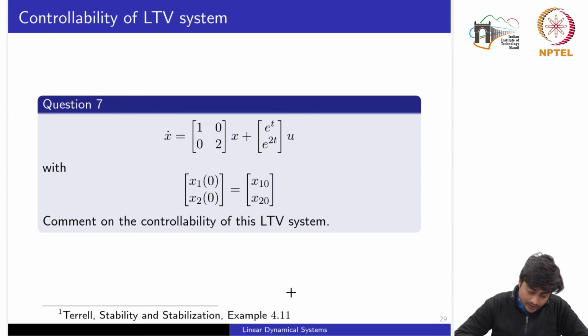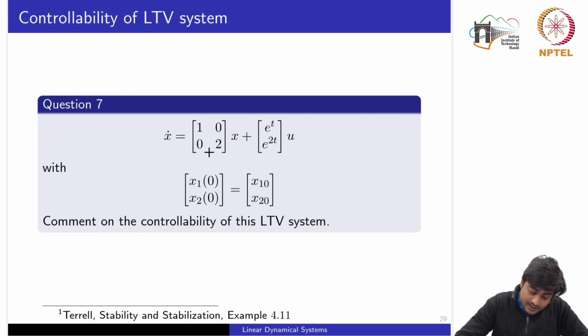So this problem is quite interesting in the sense that for the LTV system, if we want to concretely answer the controllability of an LTV system, we need to compute the controllability Gramian matrix. So this was one way. Now if you recall, for computing the Gramian matrix, we need to compute the state transition matrix, and the state transition matrix for an LTV system is pretty much complex.